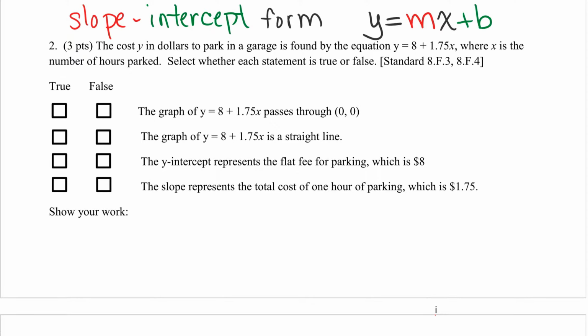Okay, here's problem number 2. It says the cost y in dollars to park in a garage is found by the equation y equals 8 plus 1.75x, where x is the number of hours parked. Select whether each statement is true or false.